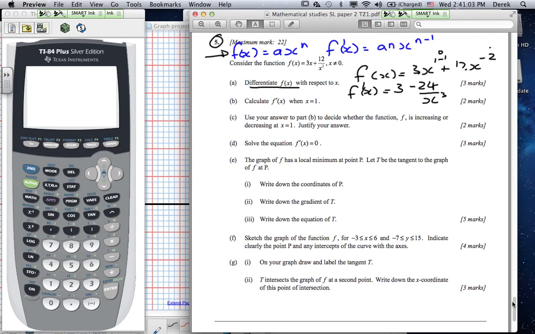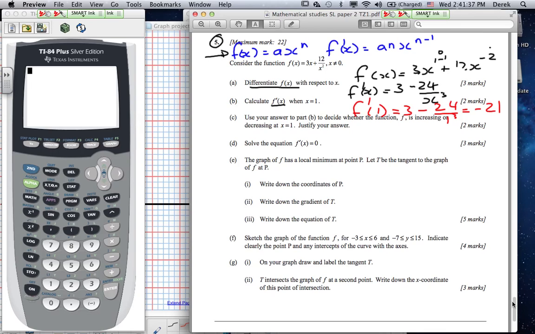Maybe better like that. Then it says calculate f prime of x when x is equal to 1. So I'm going to put that into my equation. So I'm going to get f prime of 1. That's going to be 3 minus 24 divided by 1 cubed. 1 cubed is 1, 1 times 1 times 1. So it just becomes negative 24. So that's negative 21.